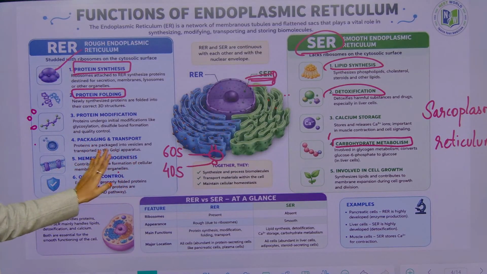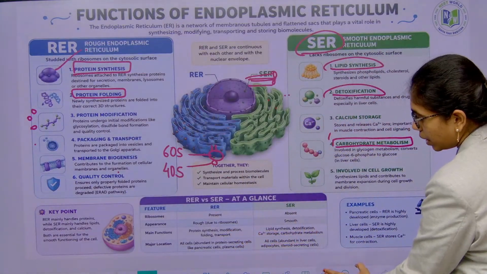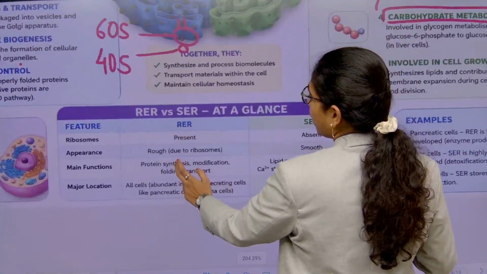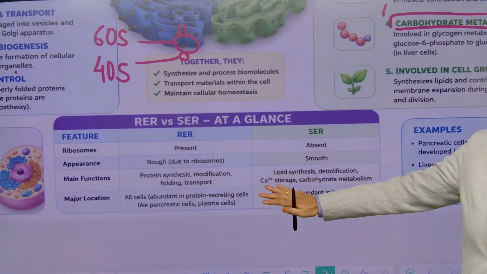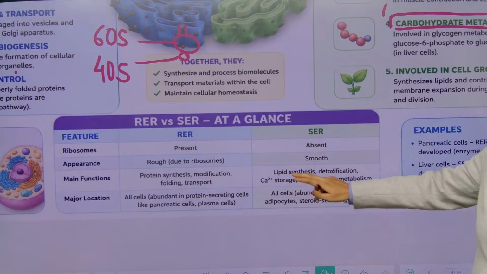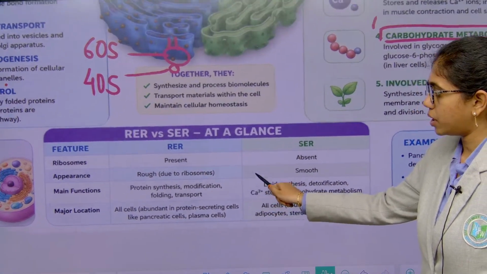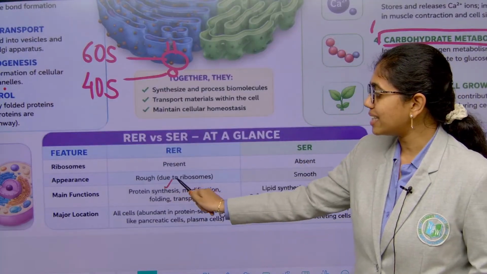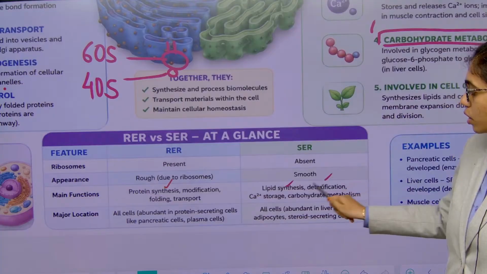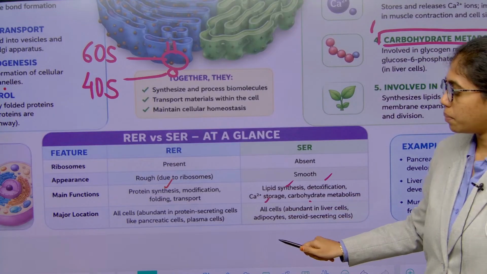Clear now everybody? Now, these are the basic differences between smooth endoplasmic reticulum and rough endoplasmic reticulum. These four differences, you have to keep in your mind. Ribosomes are present here, here ribosomes are absent. Appearance is rough, here it is smooth. This is involved in protein synthesis, lipid synthesis, detoxification, calcium storage and carbohydrate metabolism, SER.